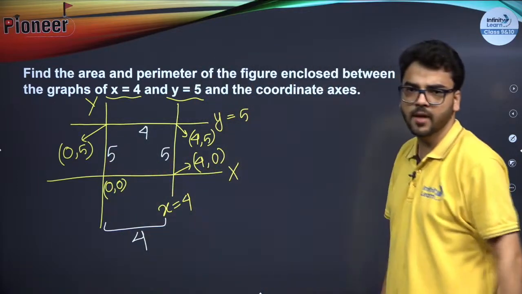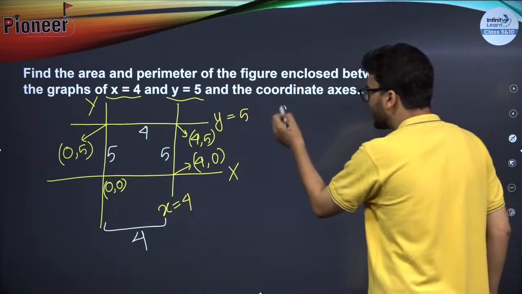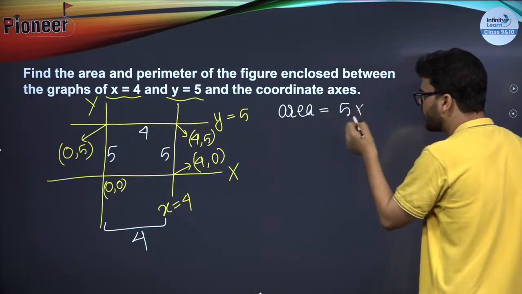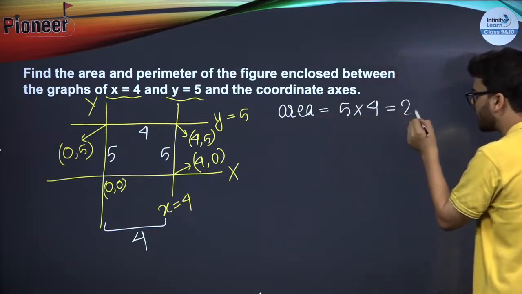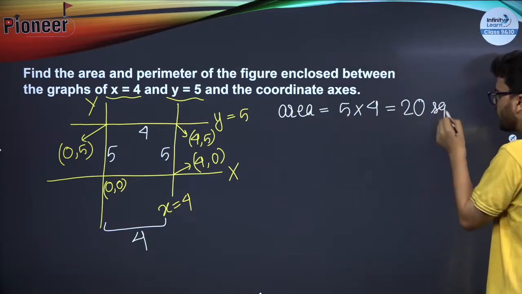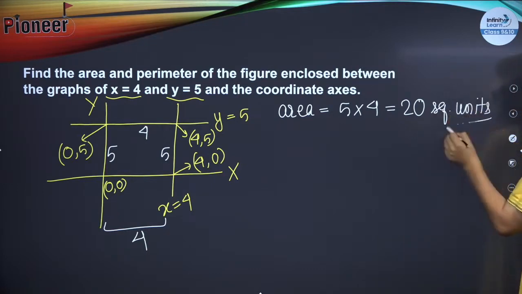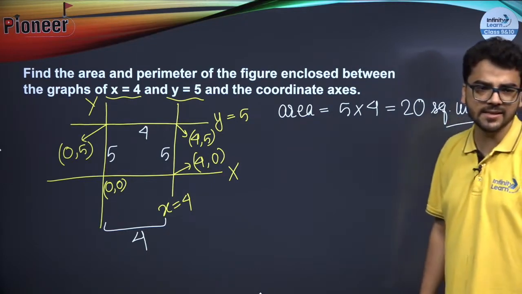Correct or not, guys? Now this is a rectangle, so its area is length into breadth. It's a direct question. So area is 5 4s are 20 square units. You don't know whether it is centimeter or meter, so 20 square units is the answer over here.